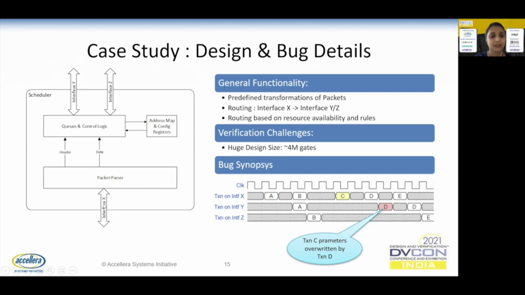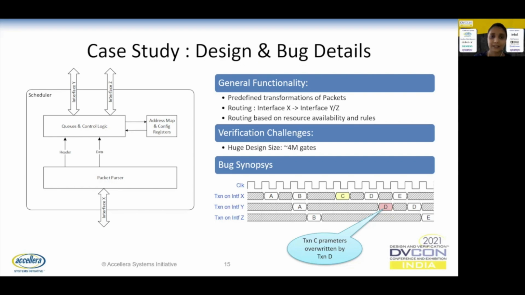A transaction that was coming through interface X would go through a packet parser where some predefined transformations would take place. Then the transformed packet would go through some queues and control logic where some routing decisions would be made, and then the packet gets routed to either interface Y or Z. The routing decisions were dependent on the resource availability on the modules connected on interfaces Y and Z. Also, they were dependent on some internal rules, which also were dependent on configuration register values.